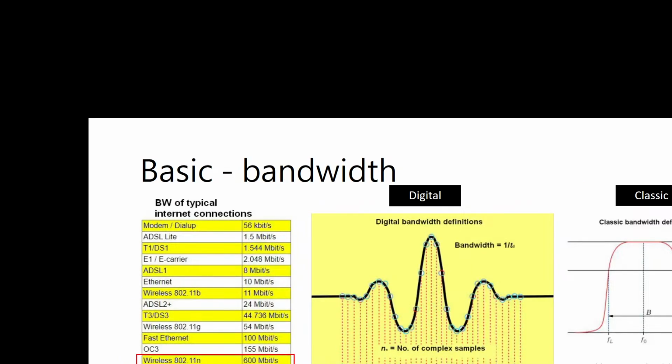That's a basic bandwidth, and let's look at this. That's bandwidth for a typical internet connection, and that's a digital bandwidth definition. So that's a classical bandwidth definition. That's bandwidth, and we just explained what a carrier is.